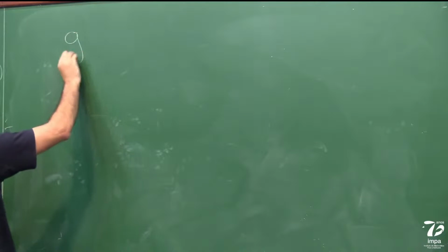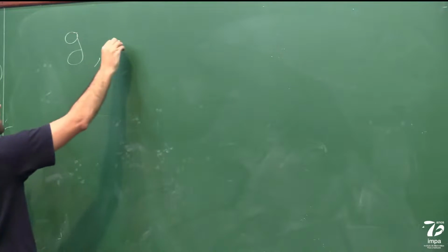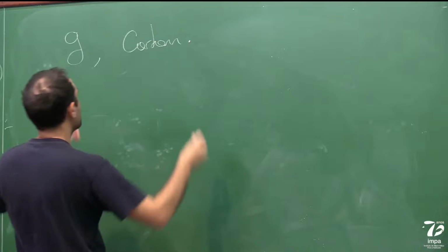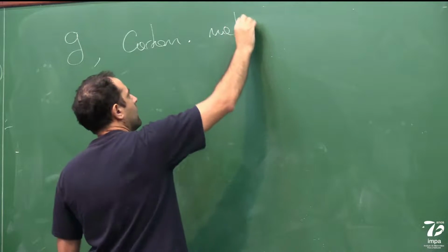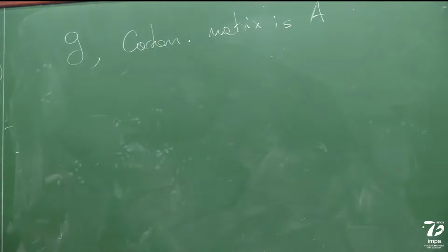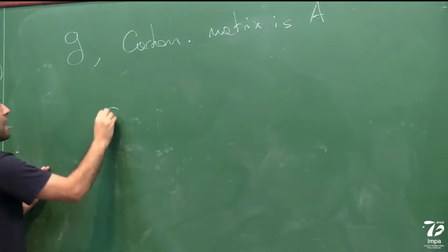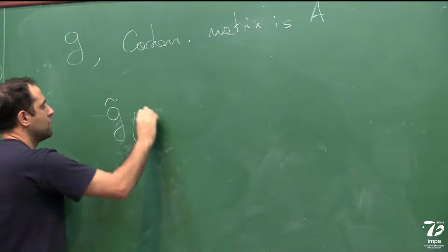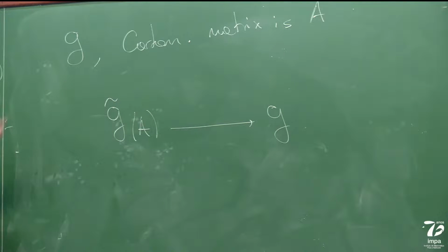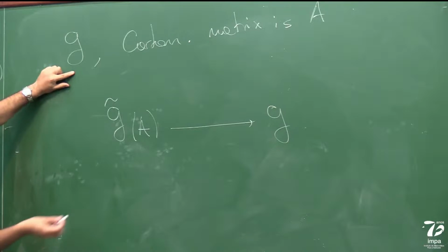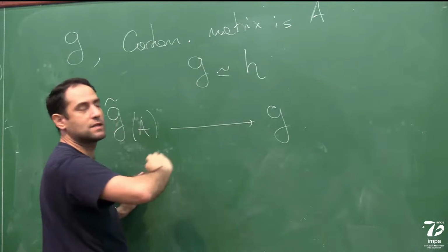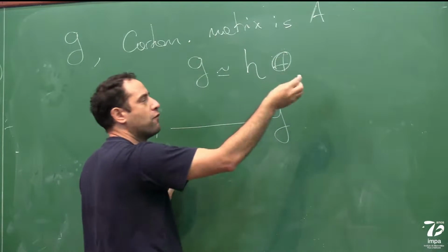Now suppose that you have a semi-simple Lie algebra G whose Cartan matrix is A. Then I claim that G tilde of A actually maps to G. Well, if the Cartan matrix is A, this is a semi-simple Lie algebra. We know by the theory of semi-simple Lie algebras that this decomposes as some Cartan subalgebra plus the sum of all the G alphas.